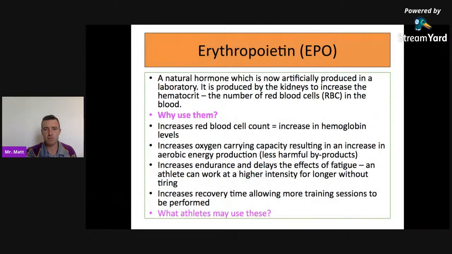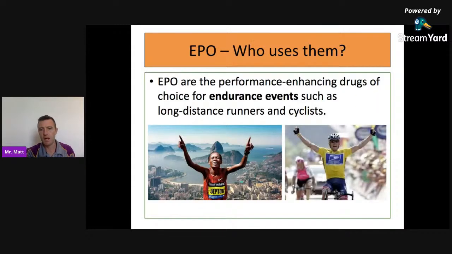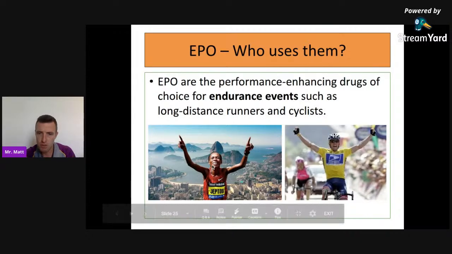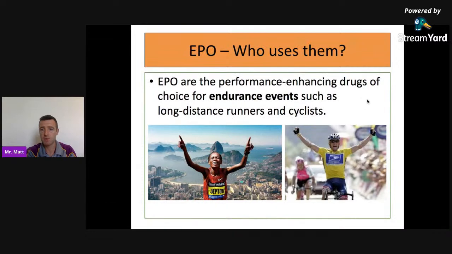What athletes may use them then? I think you've already guessed. We've already mentioned this gentleman a few times, Lance Armstrong, but any kind of endurance event. This is a marathon runner here, Jet2, who was caught at the Rio Games 2016 taking EPO. So any kind of endurance events, long distance events, which are going to require your aerobic system to enhance your performance. And we're going to leave it there for part one.